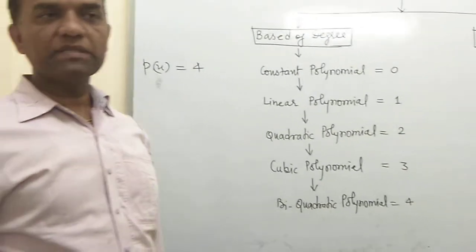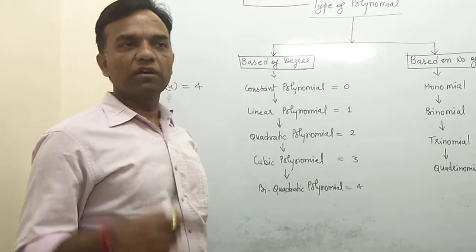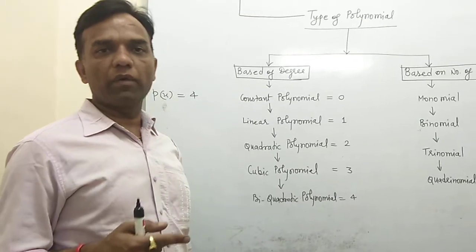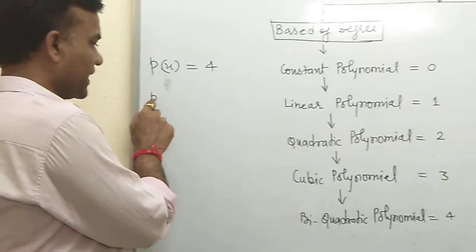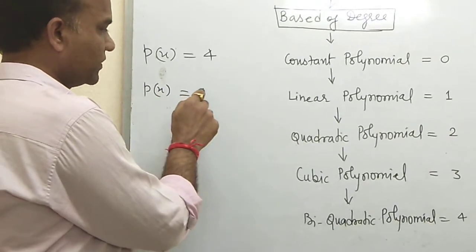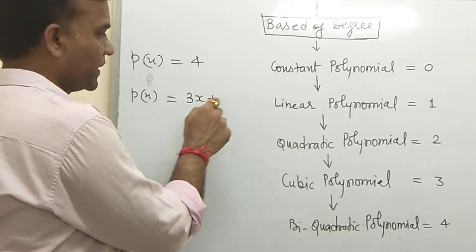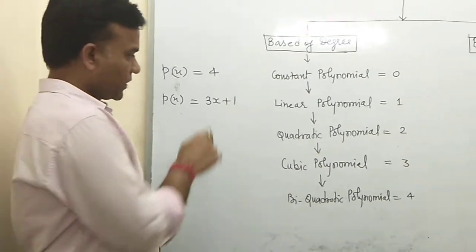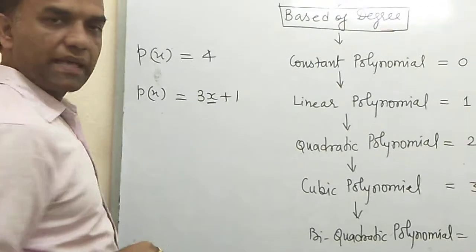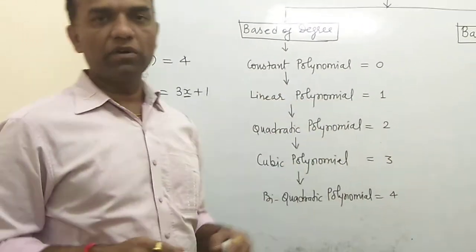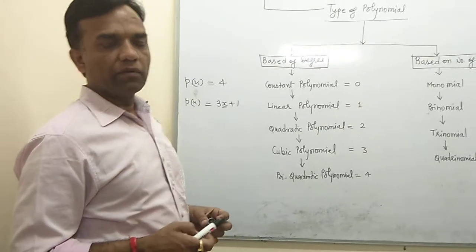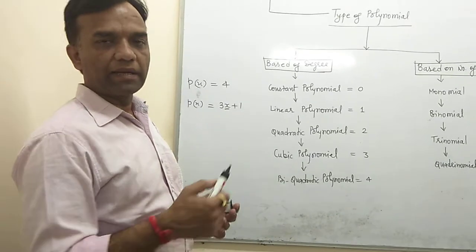Linear polynomial means a given polynomial in which the variable's highest power, highest degree, is 1. As an example, p of x equals 3x plus 1, suppose. Here the variable is x only and its power is 1. So it is called a linear polynomial because the variable has highest degree 1.